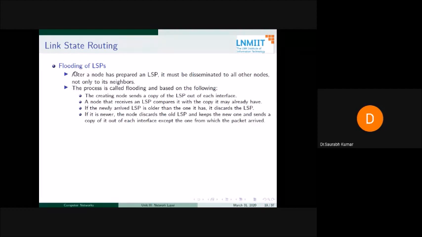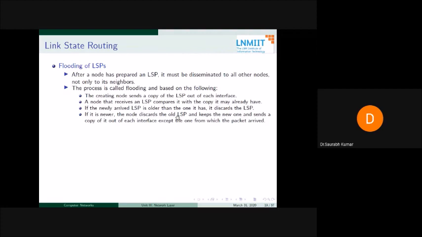Second is flooding of LSPs. So what happens in flooding? First, the creating node sends a copy of the LSP to each interface. Second, a node that receives the LSP compares it with the copy that it already has. Third, if the newly arrived LSP is older, then that LSP will be discarded. And if it is newer, meaning it is a new LSP that I have received, the node discards the old LSP and keeps the new one.